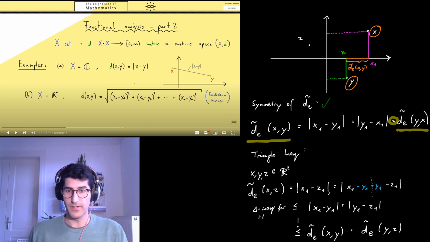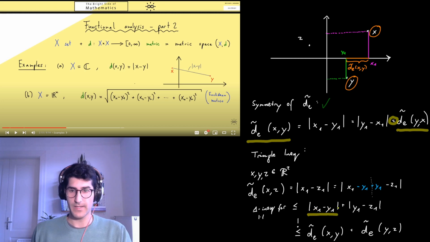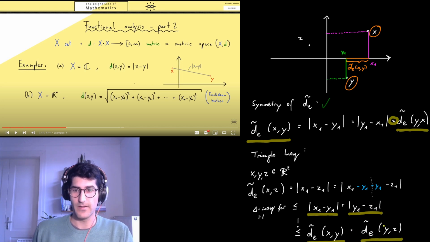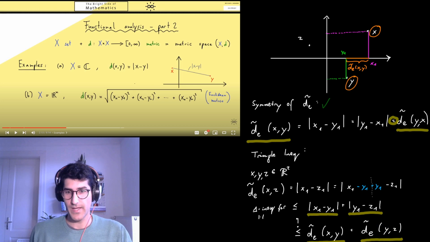Checking again with the definition of dE tilde, we see the following. We have the difference of x1 minus y1 here. This is nothing else than dE tilde of x and y. And the second summand is y1 minus z1 absolute value. This is the same as dE tilde of y and z. So in fact, we can even write an equal sign here. And we have shown that dE tilde also fulfills the triangle inequality.